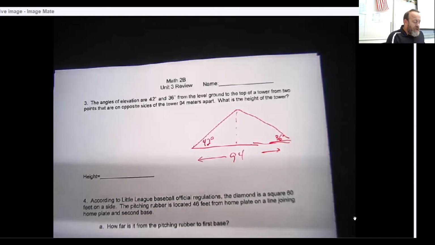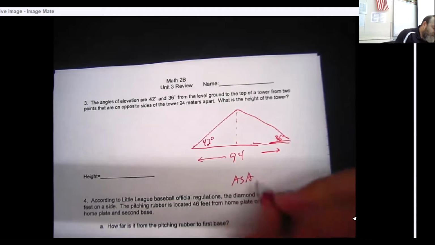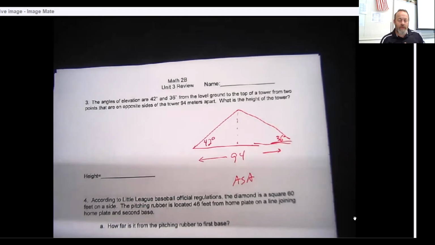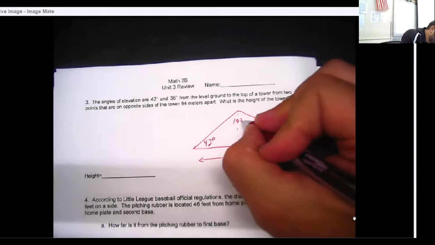Well, what I know then is that we actually are given an ASA triangle, which means we actually have the ability to use a little bit of law of sines. So I'm going to start with my 180 degrees that I always have in triangles. Let's take away 42 and 36, and I just found that 180 minus 42 and minus 36 gave me a central angle of 102 degrees, okay?